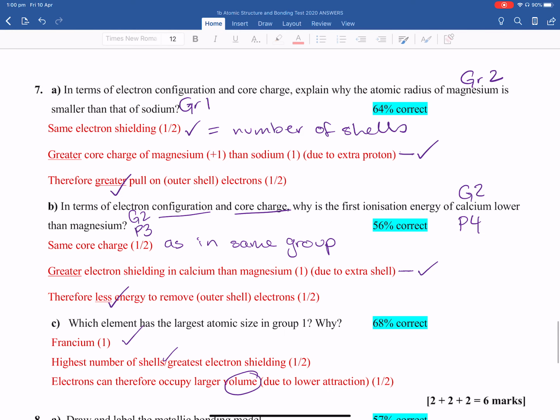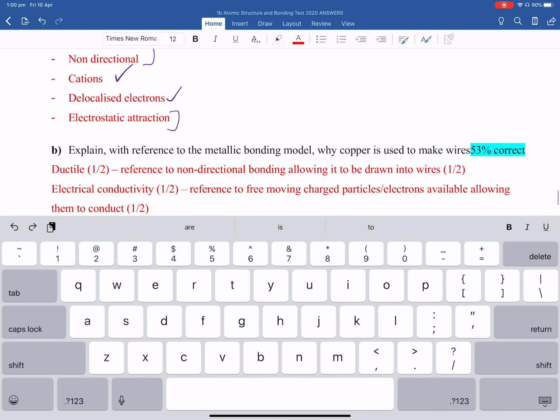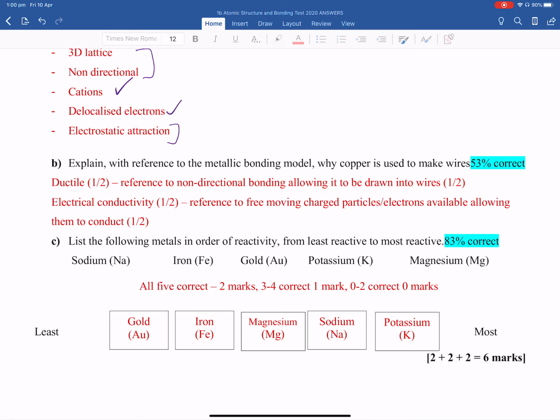As we go down to the last 2 questions, you can see here, explain with reference why copper is used to make wires. Just referring to its ductility and its electrical conductivity only got you 1 mark. To get the other half a mark for each one of those, you needed to refer to the fact that it had non-directional bonding, which allows it to be drawn into wires. And I needed the free-moving electrons to be linked to the electrical conductivity.